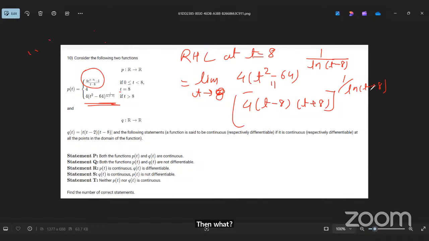Can we substitute t here? If you substitute 8 here, it will become 0 to the power 1 by infinity, 0 to the power ln 0, 0 to the power minus infinity. So whenever we have 0 to the power 0 type of thing, we have to do some log trick here.